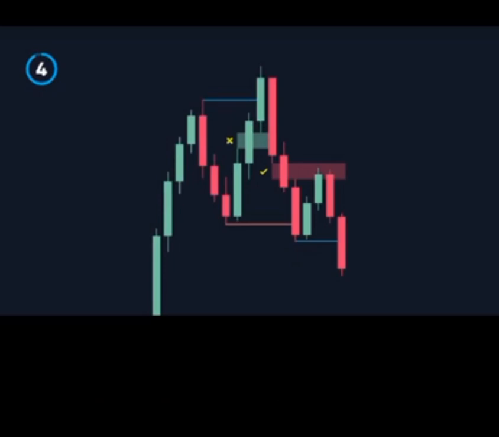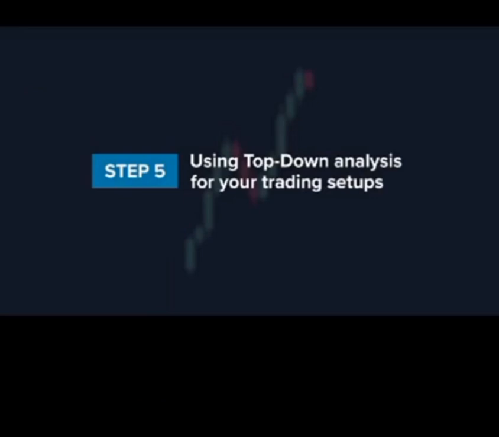And the important note to take here is that we shouldn't actually be taking trades solely on how the price reacts to the external range liquidity. Instead, we should be looking at how the market structure forms, and then look for entries when it has shown a clear directional bias. Which moves us on to the next step, which is that we should be using top-down analysis when looking for our trade setups.